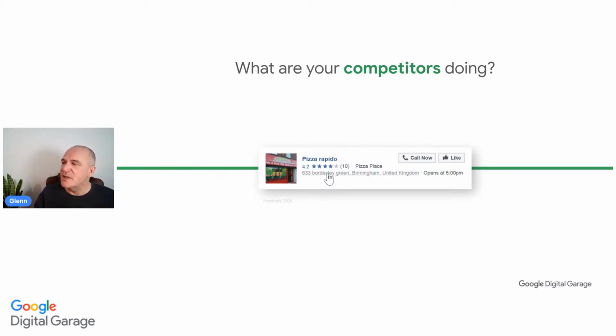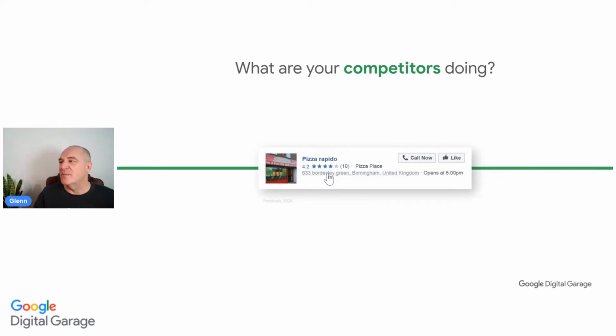They've got their address there, so you can find them quickly. It's got the opening time. So if you want a pizza at 4 o'clock, then you know Pizza Rapido is not the place for you because they open at 5. You've also got 2 calls to action there, the call now and the like. So there are ways that you can interact with that post that can be of benefit to your audience.